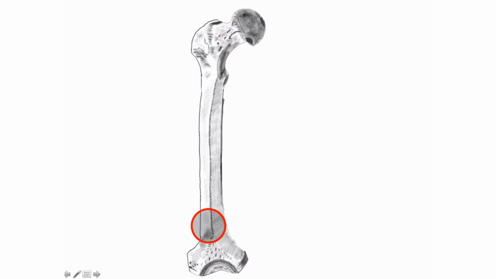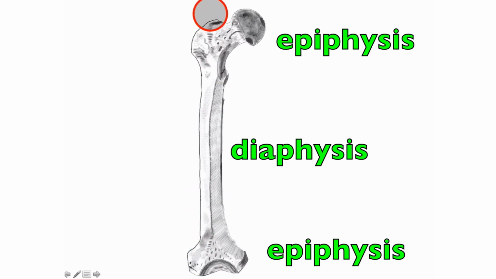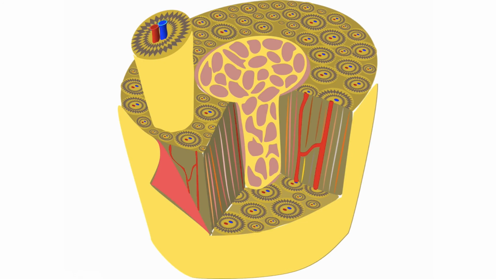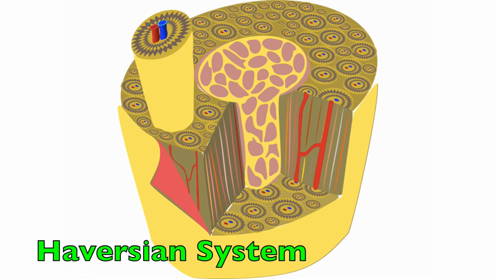If we look at a long bone right here, the long shaft is known as the diaphysis, and the flared ends are known as the epiphyses. And what we're looking at here is what's known as the Haversian system that is specific to compact bone.